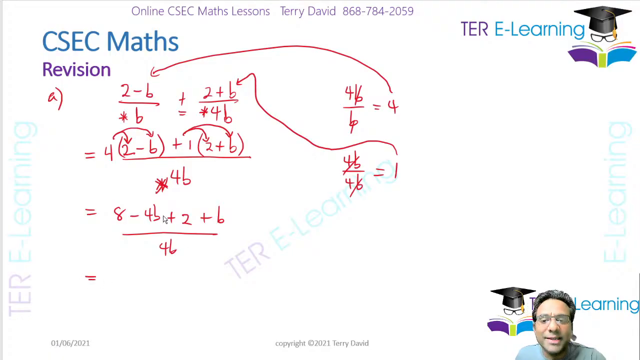So on the top now, you need to simplify. 8 plus 2, that's going to give me 10. And minus 4b plus b is going to give me minus 3b, right? All over 4b. And that's my answer there, right? That's how we simplify, or how we add those two fractions.